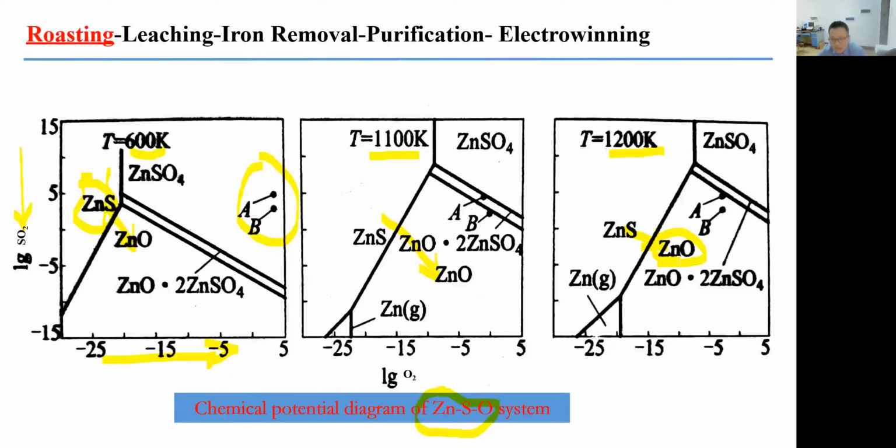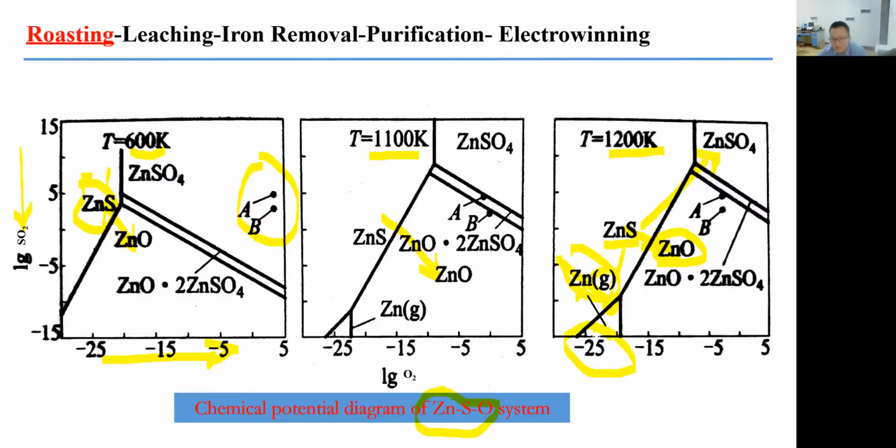And if we are checking about the product after the phase transfer of zinc sulfide, we can have different options. It can be zinc vapor, it can be zinc oxide, it can also be zinc sulfate. And if we want to get zinc oxide, the oxygen partial pressure is too low to be realized in industry. So probably, we are not using this part.